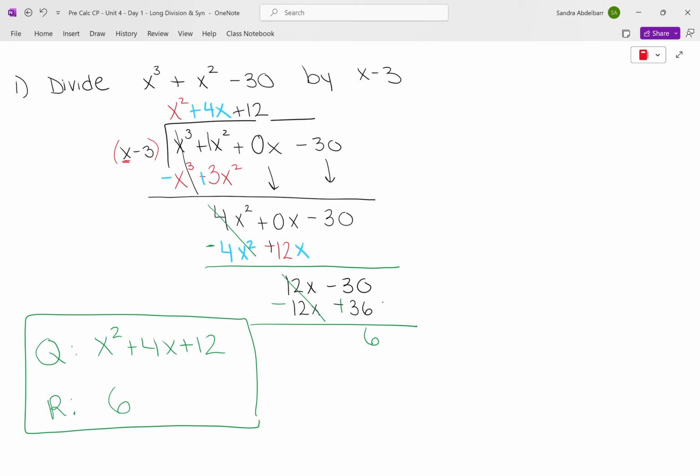Nico? Where did the 12 come from? I just got lost. The 12 where? Up there. Up here? Yeah, the quotient. Okay, so do you understand your 12 here? Yeah. Because 4x times negative 3 was a negative 12x. Okay, and then we did the opposite sign, so 0 plus 12x brings us down to this point, right? Yeah. So you're going to say x times what will give us 12x? X times 12 will give us 12x.